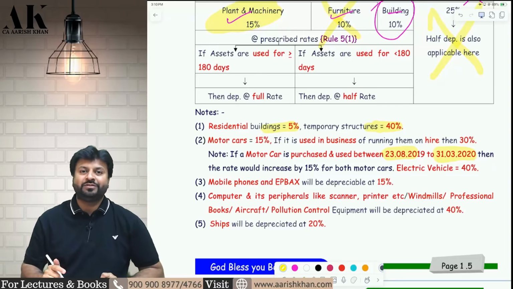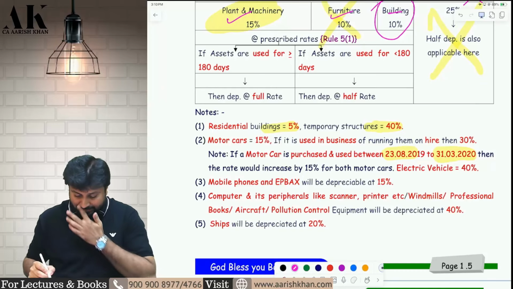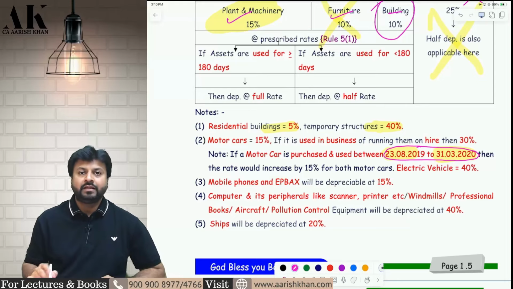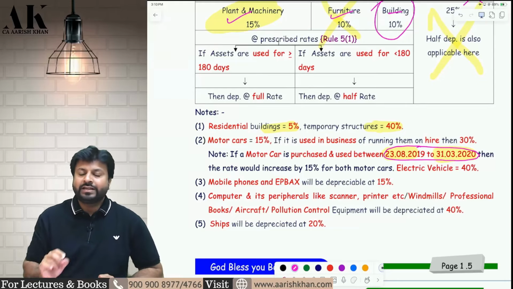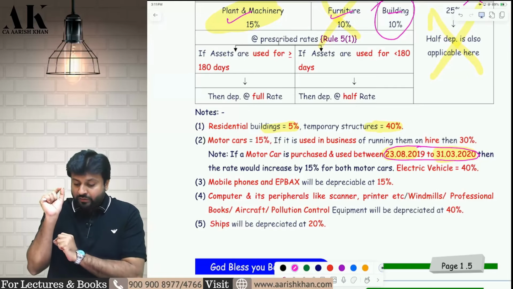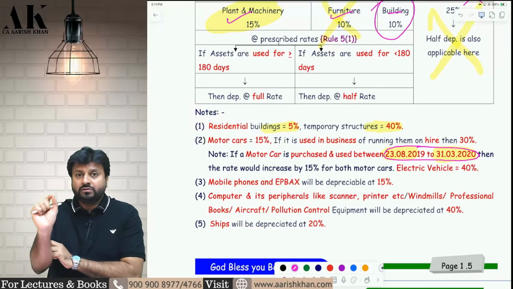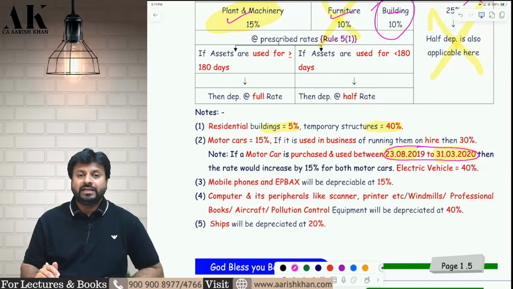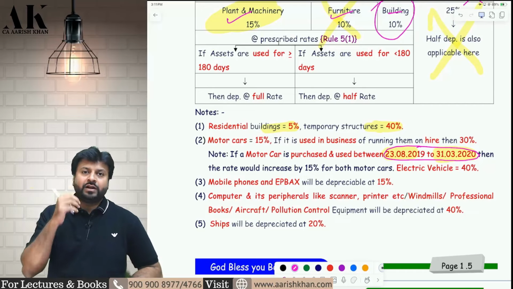I hope it is clear to all of you. But for that, the criteria is you would have purchased the vehicle and put it to use between these 7-8 months. Then only it is eligible. Now, shall I do one great interlinking? If I purchase and put to use the vehicle between 23rd August 2019 and 31st March 2020, and if I'm also in the business of running them on hire, then I will get how much? 30 plus 15, that is 45%.